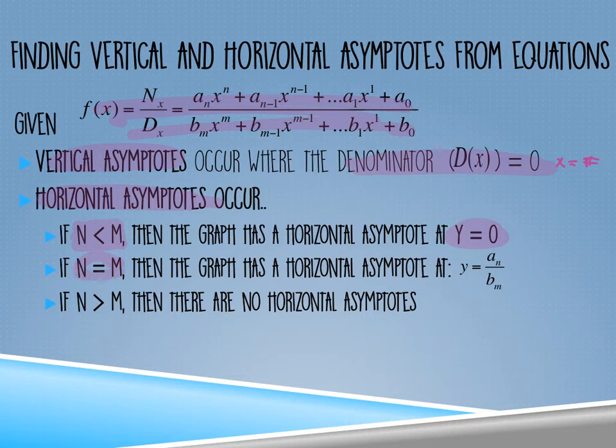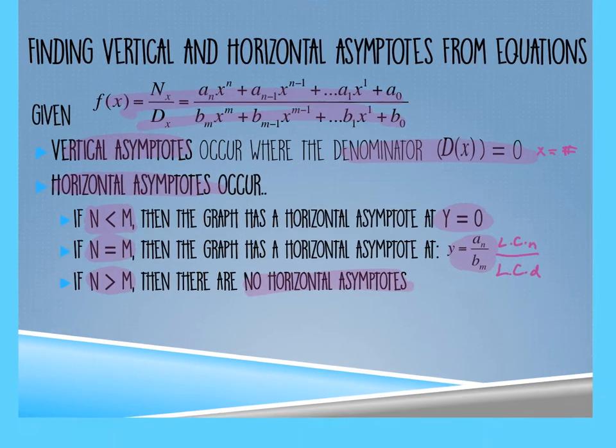If n is equal to m, then you have a horizontal asymptote at y equals the leading coefficient in the numerator over the leading coefficient in the denominator. And if n is greater than m, there's no horizontal asymptotes.